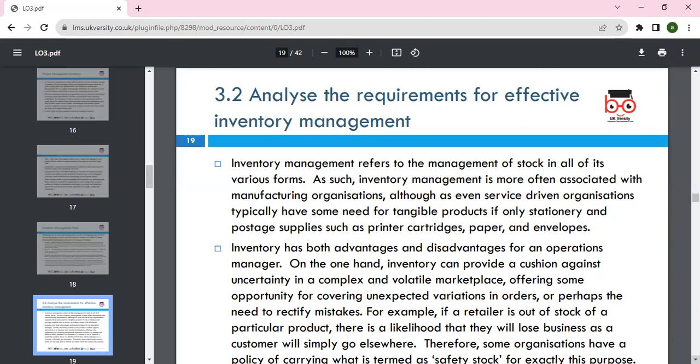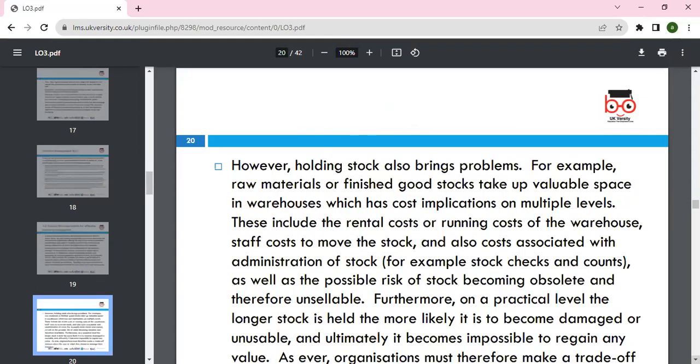Inventory management refers to the management of stock in all of its various forms. Inventory management is more associated with manufacturing organizations, although even service-driven organizations typically have some need of tangible products, such as stationery and packaging. Inventory has both advantages and disadvantages, so we need to use realistic figures that will help.